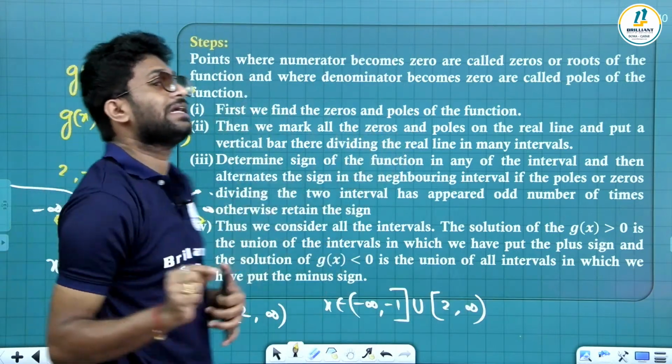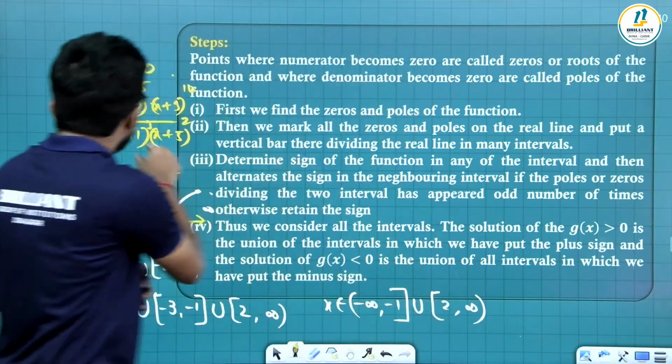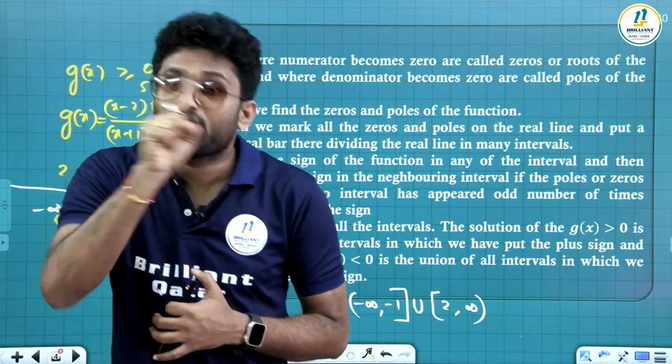Denominator poles shouldn't be included. That means the denominator's -1 and -5 should never be included in the solution.